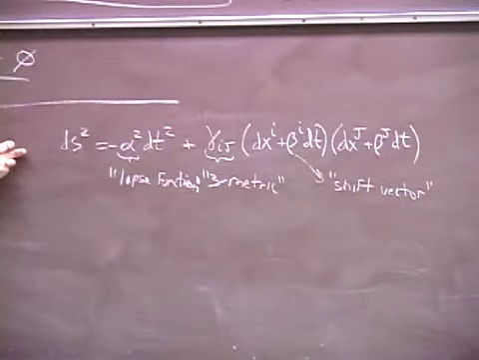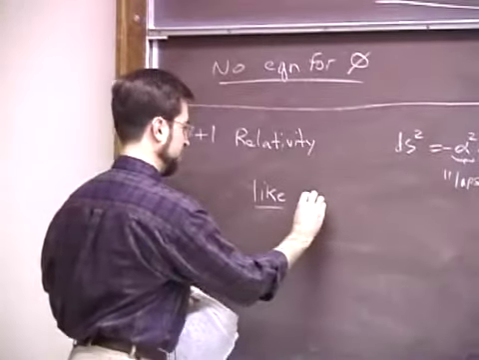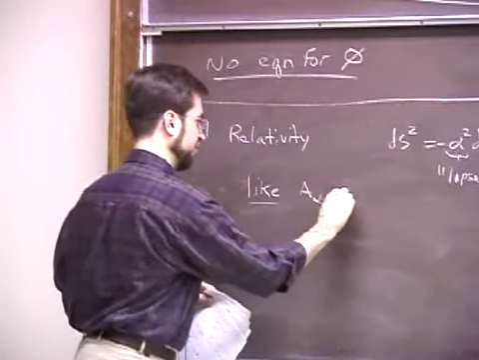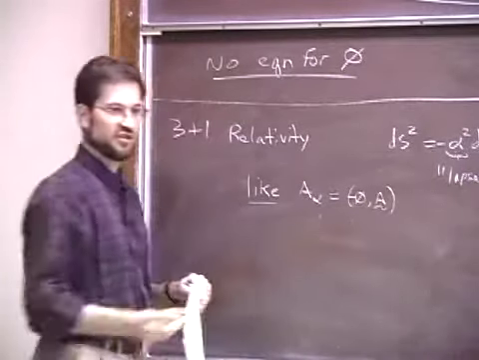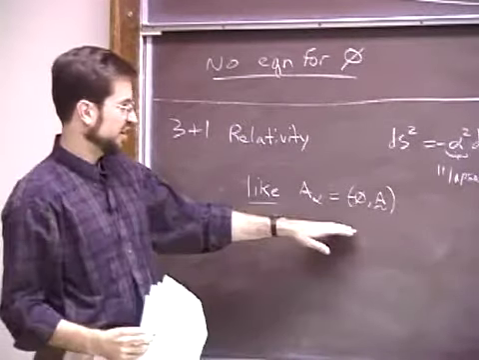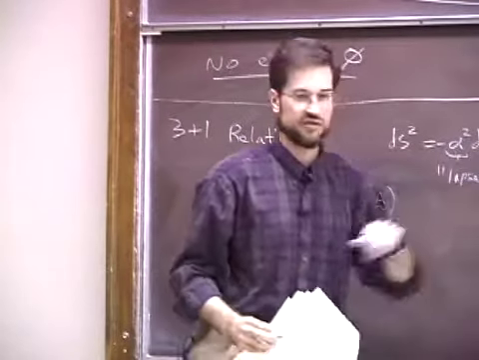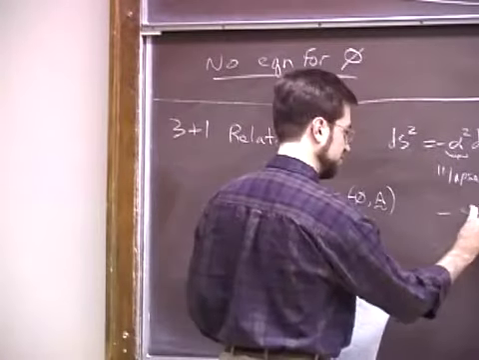So the first thing that I want to point out is that I really haven't specialized. All I've done, this is like saying that the 4 potential is made up of a scalar potential and a vector potential. And all I've done is I've said that the 3-dimensional metric is made up of these 3 different functions. So this is still general, or mostly general.